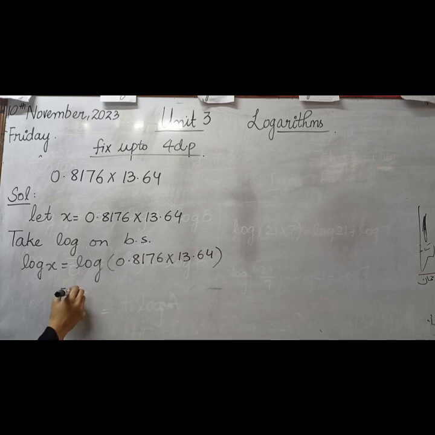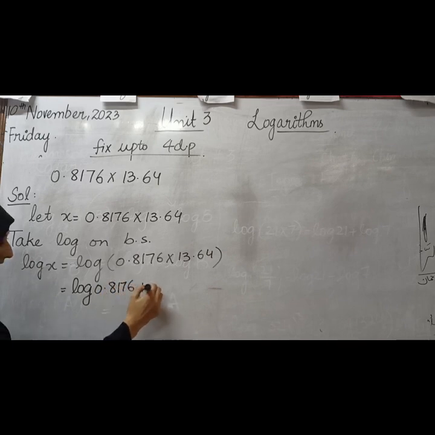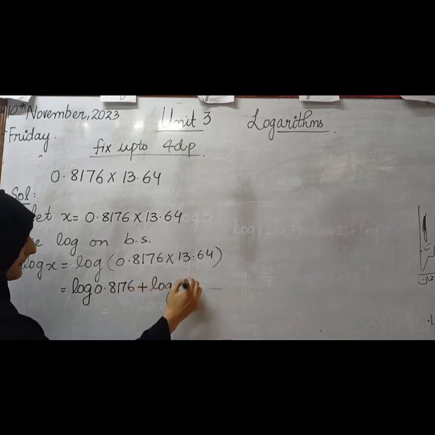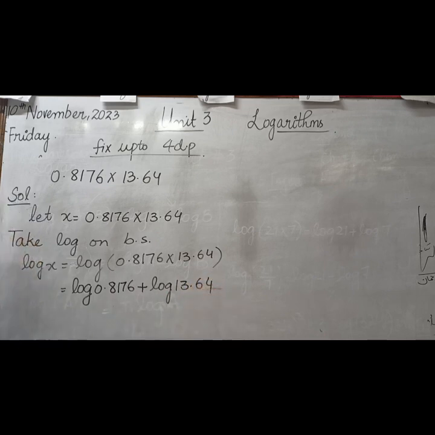Exactly. How will we write it? Log of 0.8176 plus log of 13.64. Now you have to find out the value of log 0.8176 by using the calculator, which is minus 0.0875.